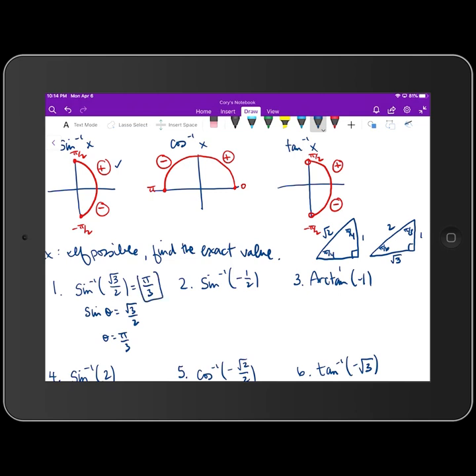All right, so that right there is how we evaluate inverse trig functions. Let's do the same thing for number 2. For number 2, we have the inverse sine of negative 1/2. Again, we want to set that equal to some angle measure theta, because the output for any inverse trig function is an angle measure of some sort. So we take that equation and write it as an equivalent trig equation. Here the sine of angle theta has to be equal to negative 1/2.